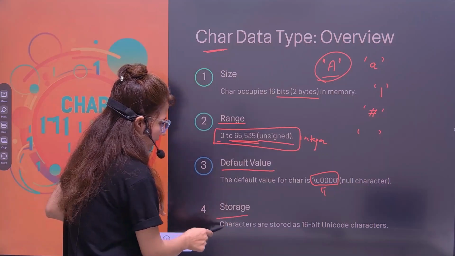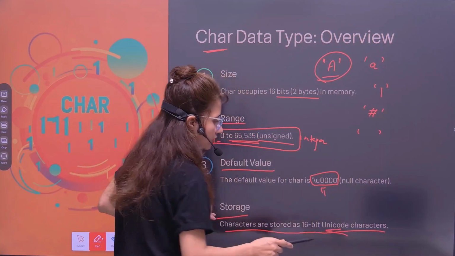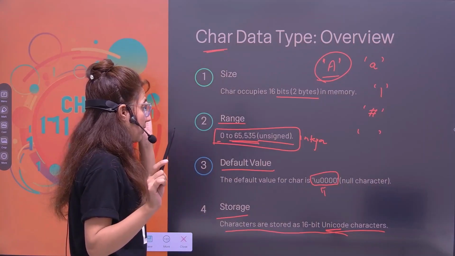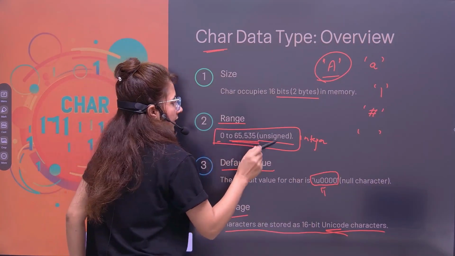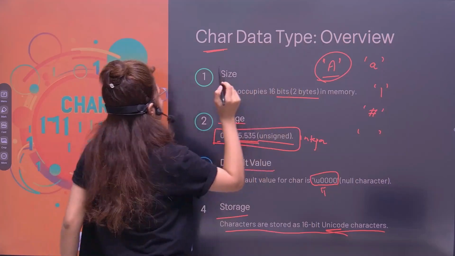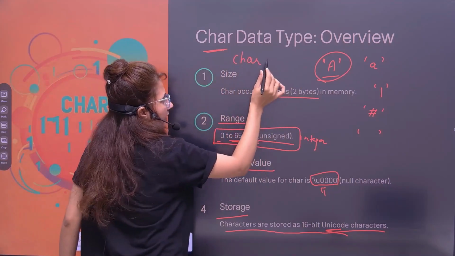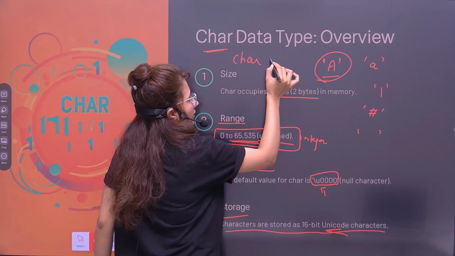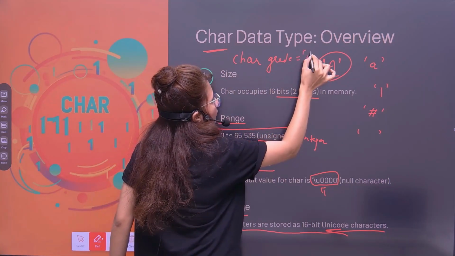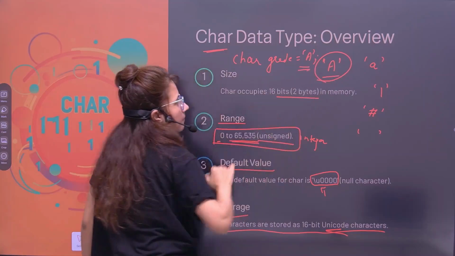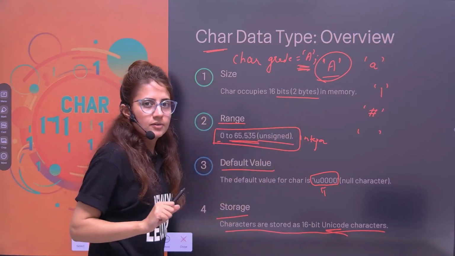I'll discuss everything about this also, don't worry. These characters are stored as 16-bit Unicode characters. So what is this Unicode? I'll tell you, don't worry. Right. First of all, let me tell you one thing about character: how to declare or define this? We write something like char, this is the data type, then the name of the variable, suppose I'm taking grade, and your grade is suppose A. Now this A would be stored internally as an unsigned integer.